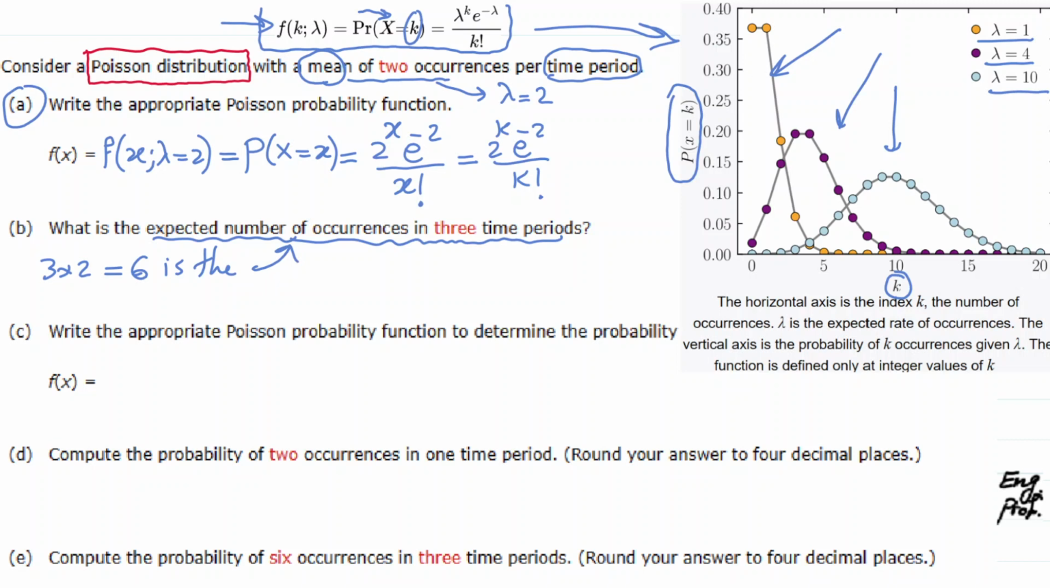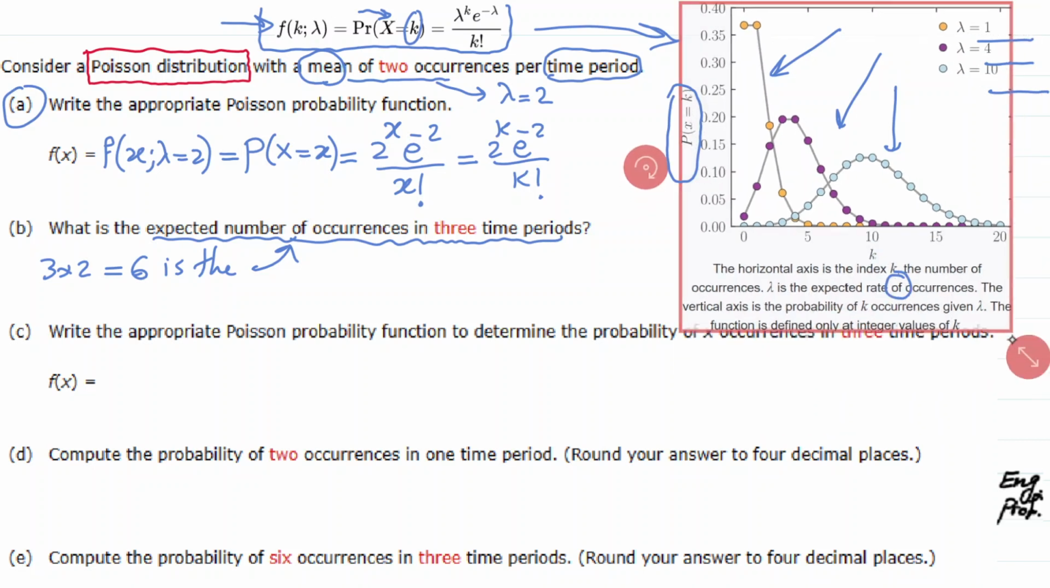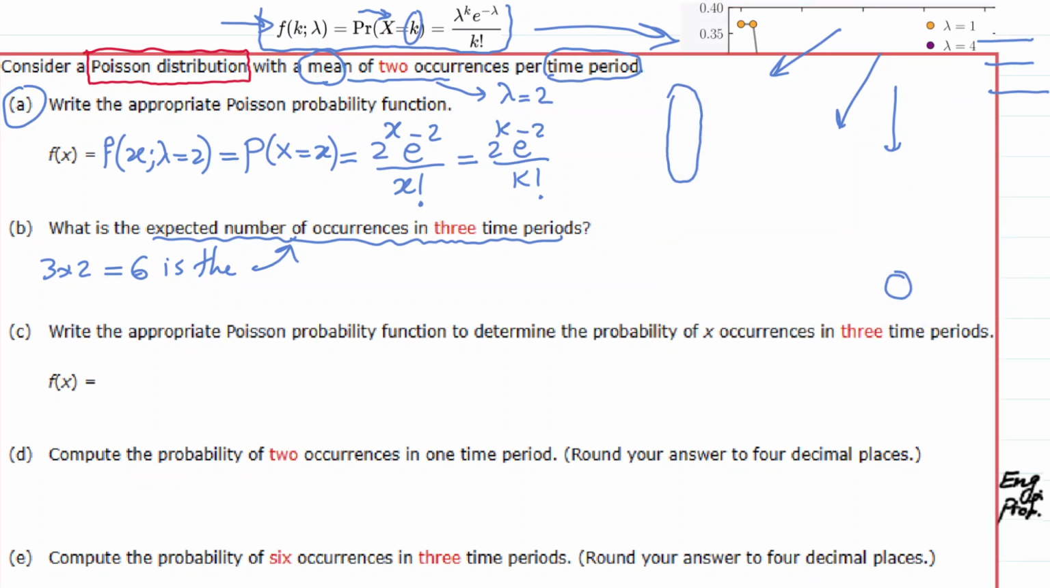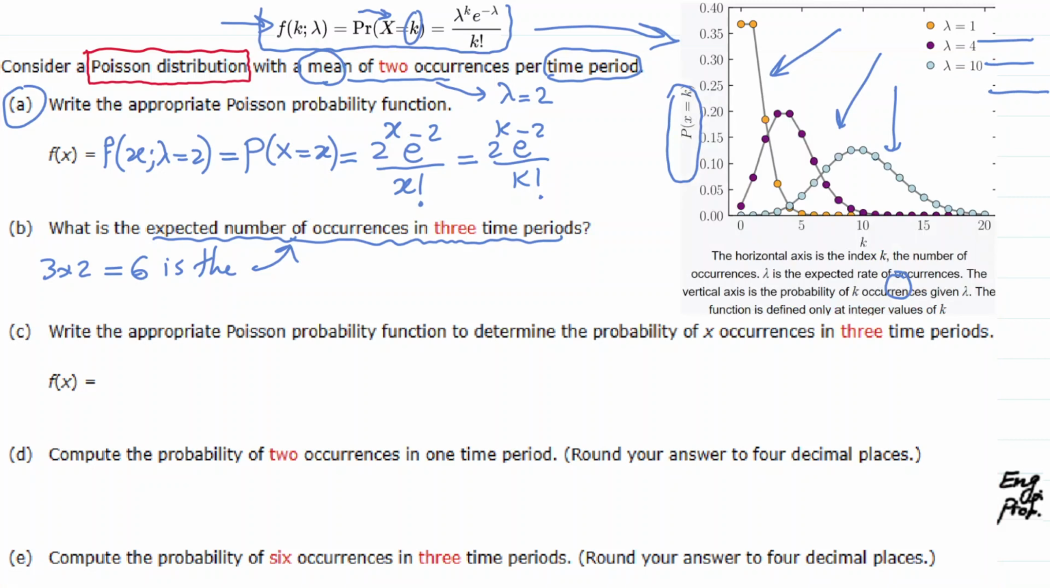Okay, write the appropriate Poisson probability function to determine the probability. So let me just make this easier to see. Okay, so what is this one? So write the appropriate Poisson probability function to determine the probability of x occurrences in 3 time periods.